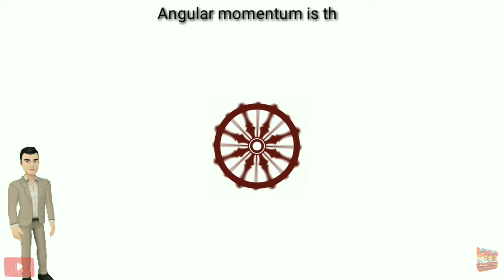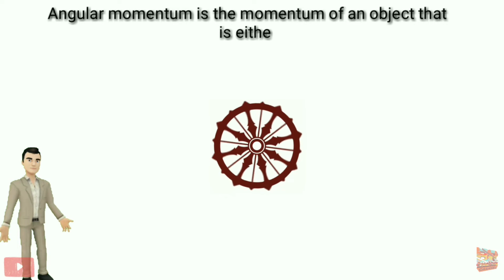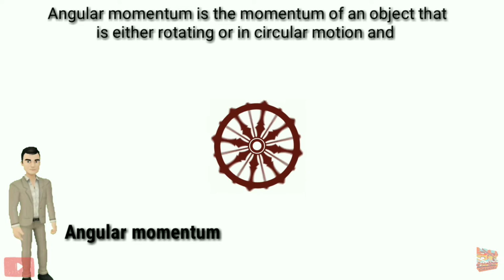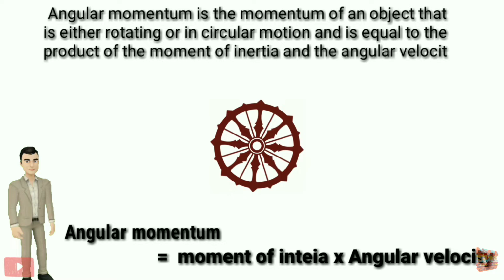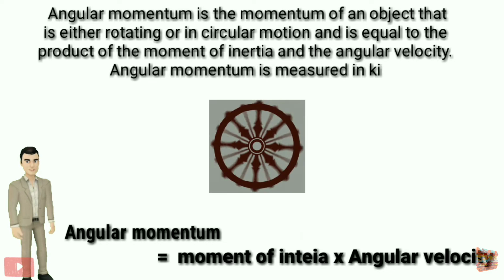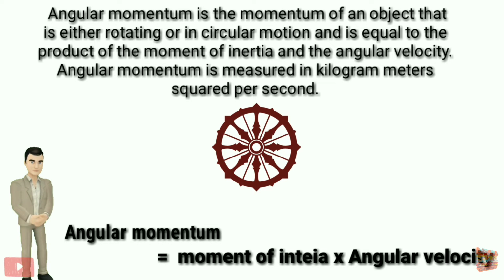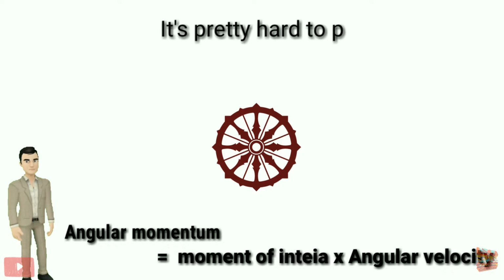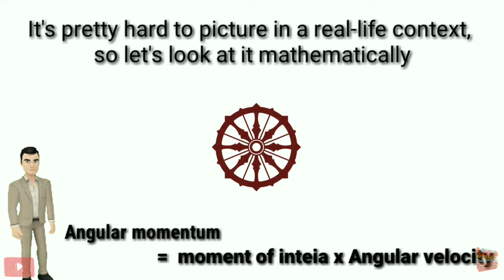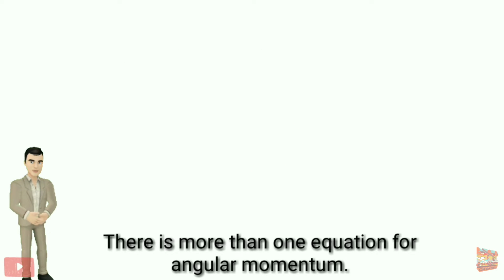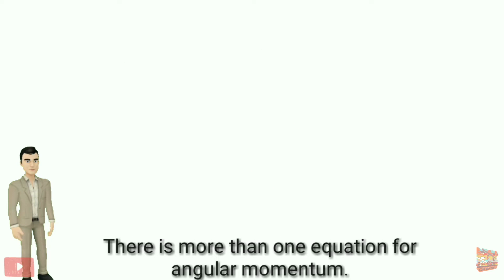Angular momentum is the momentum of an object that is either rotating or in circular motion, and is equal to the product of the moment of inertia and the angular velocity. Angular momentum is measured in kilogram-meters squared per second. It's pretty hard to picture in a real-life context, so let's look at it mathematically. There is more than one equation for angular momentum.